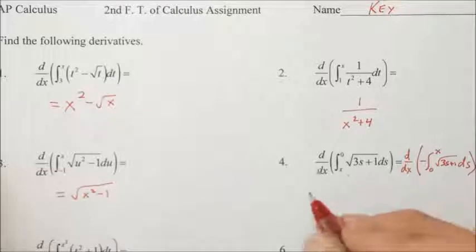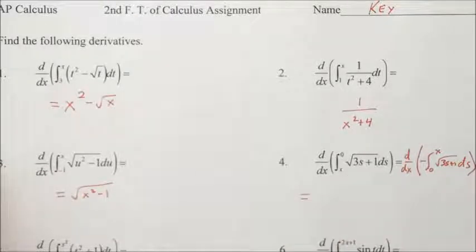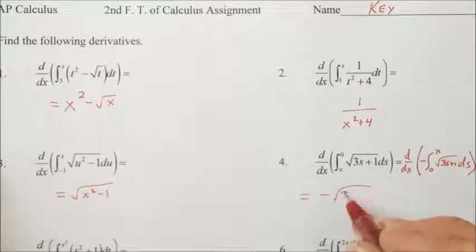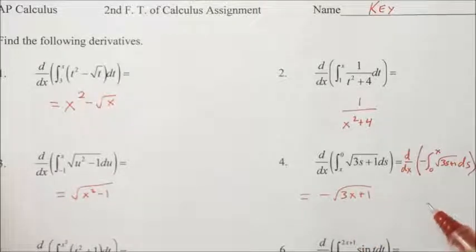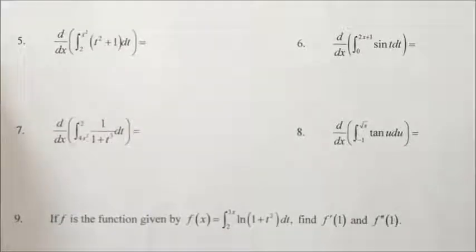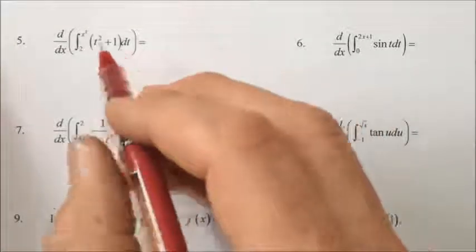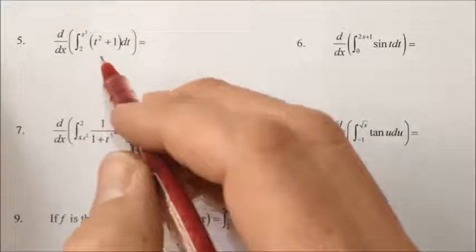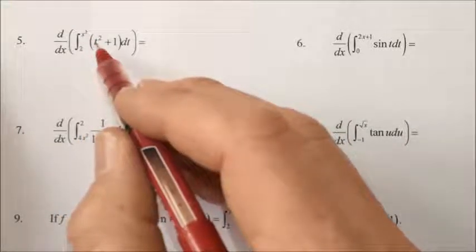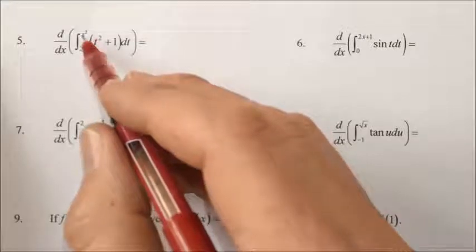And now we treat it like the previous 3 problems. The negative sign is still there. Otherwise, we are replacing s with x. So the opposite of the square root of 3x plus 1. For numbers 5 through 8, we now have more than just x. We have x squared in the case for number 5. We're still going to replace t with x squared.